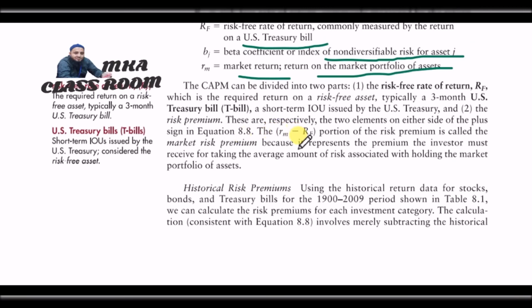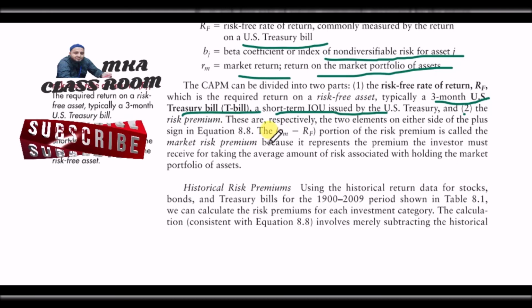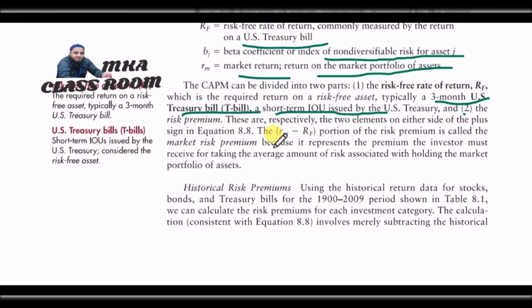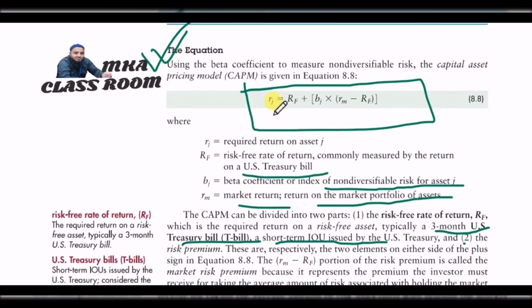CAPM can be divided into two parts. One, the risk-free rate of return, RF, which is the required return on a risk-free asset, typically a 3-month government treasury bill or a short-term IOU issued by the government treasury. Number two, the risk premium. These are respectively the two elements on either side of the plus sign in the equation: RJ equals RF plus beta into (RM minus RF).